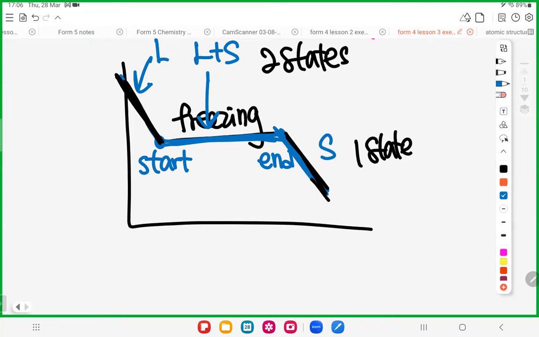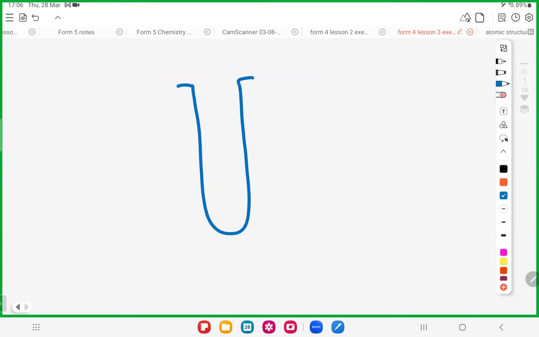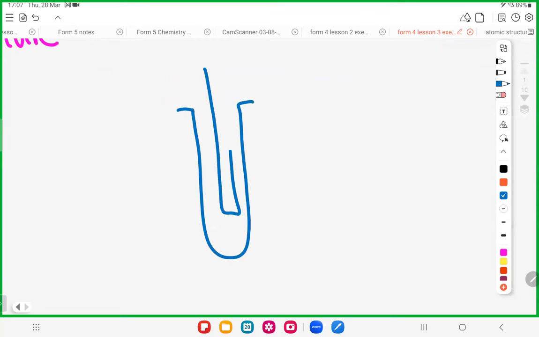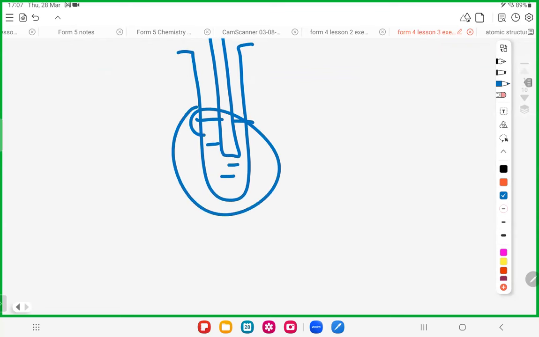We also learned an important thing. When we want to do a cooling process, there are two things we need to do. First of all, let's say I want to cool down a liquid. If you want to cool down this substance, there are two things you need to do.